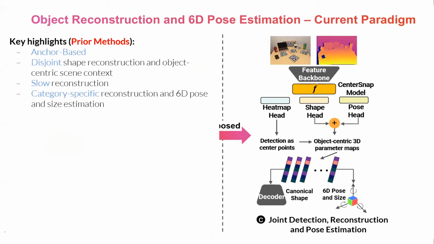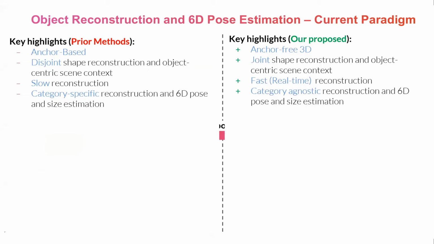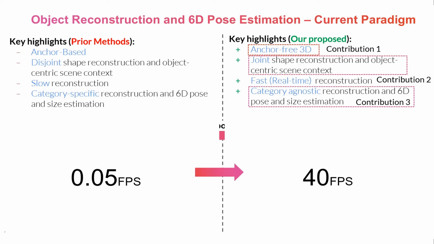So here are more specifics of prior methods, which are mainly anchor-based. They have disjoint shape and pose, are super slow to reconstruct, and are category-specific in nature, whereas our method offers an anchor-free solution. It's an end-to-end method and it's category-agnostic, which really means that we use a single model for all the categories. To summarize, our major contribution here is an end-to-end method which is orders of magnitude faster, around 800 times faster than existing works, and runs in real time, and we offer the following contributions.